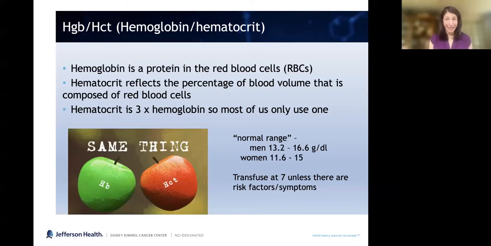Again, the normal range. So for somebody who is 25 and walking around and doing fine without a diagnosis of leukemia, there are normal defined ranges. But for us, we're good and happy if you're over 7 and not having symptoms or other risk factors that might need you to have a hemoglobin that's higher than that. So a sort of a number that, again, might be acceptable. Like we might all be really thrilled if your hemoglobin is 9, but that falls outside of what we would consider the normal range for somebody who isn't undergoing therapy.